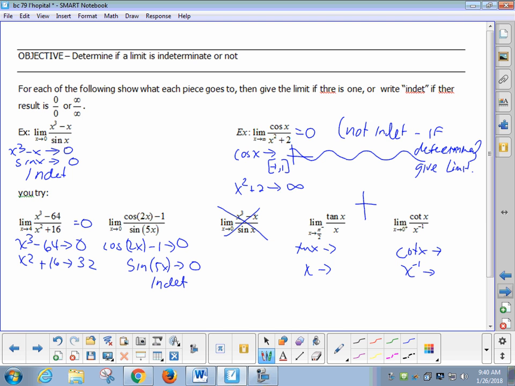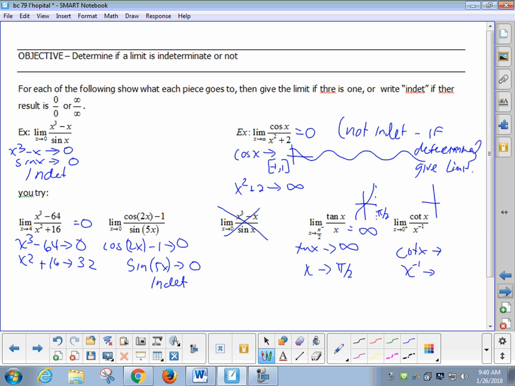Sometimes it helps to draw on your graph knowledge. Here's the tangent graph. As you approach pi over 2 from the left, tangent goes to positive infinity. Is a huge positive number divided by something approaching pi over 2 indeterminate? No, it is infinite. It's huge. Not indeterminate.